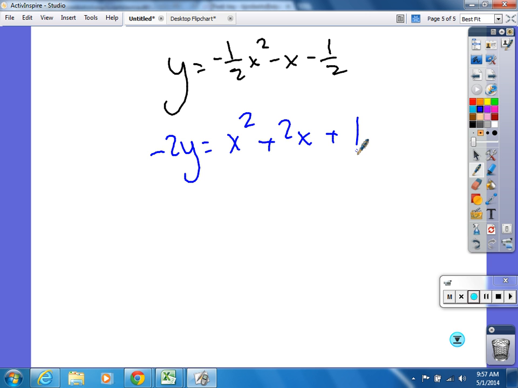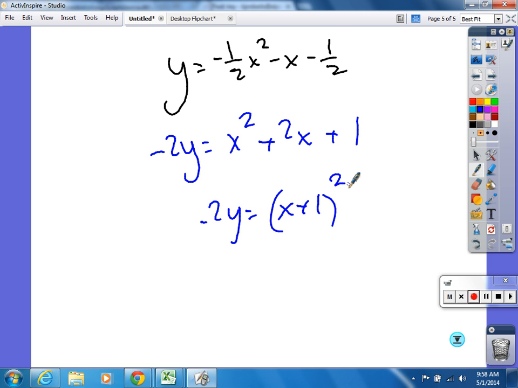Anyway, is this a perfect square trinomial? It is, nice, it already is. So this is -2y equals (x + 1) quantity squared. Now let's say you didn't see why it was a perfect square. I'm going to re-show you. What's half of 2? 1, and 1 squared is 1. So it is. Everybody there with me?